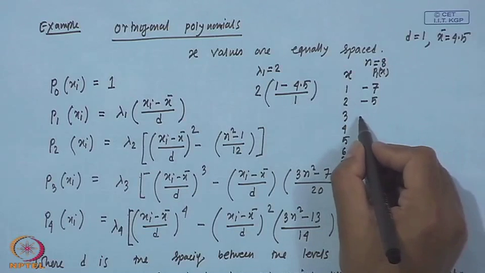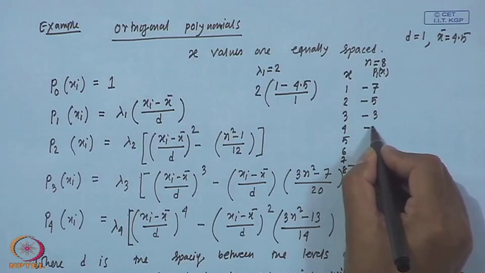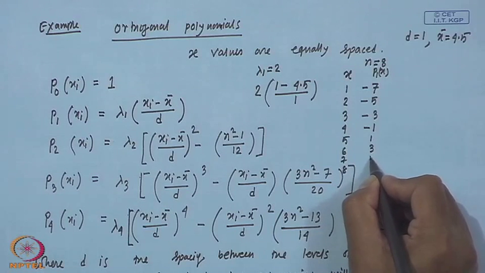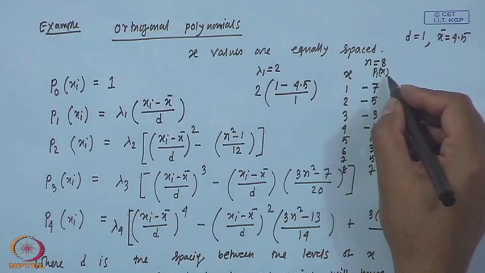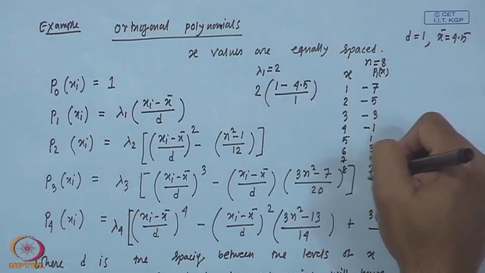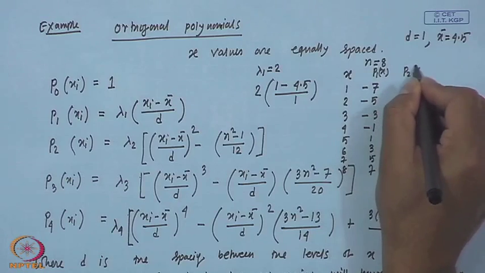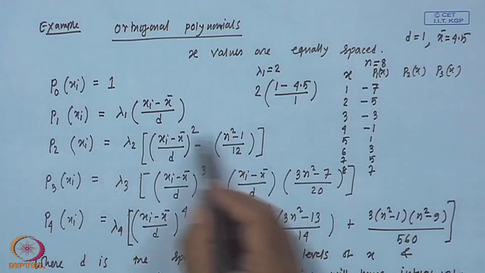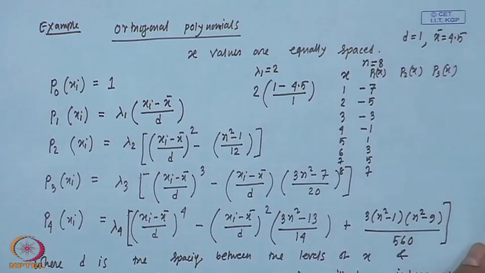If you put 3 here, you will get minus 3. If you put 4 here, then it is minus 1. If you put 5, then it is 1, 3, 5, 7. So this is how, for different n, the values will be different, I mean the same orthogonal polynomial of course. So you can compute P2(x), P3(x), all these things. You know what d is, and looking at the values you can decide about lambda 2, right. My aim is not to talk more about these orthogonal polynomials.